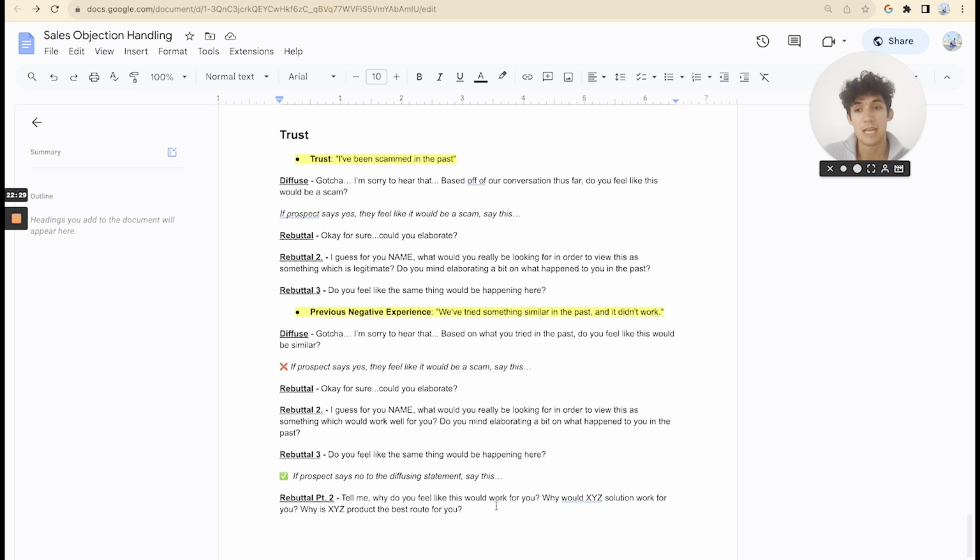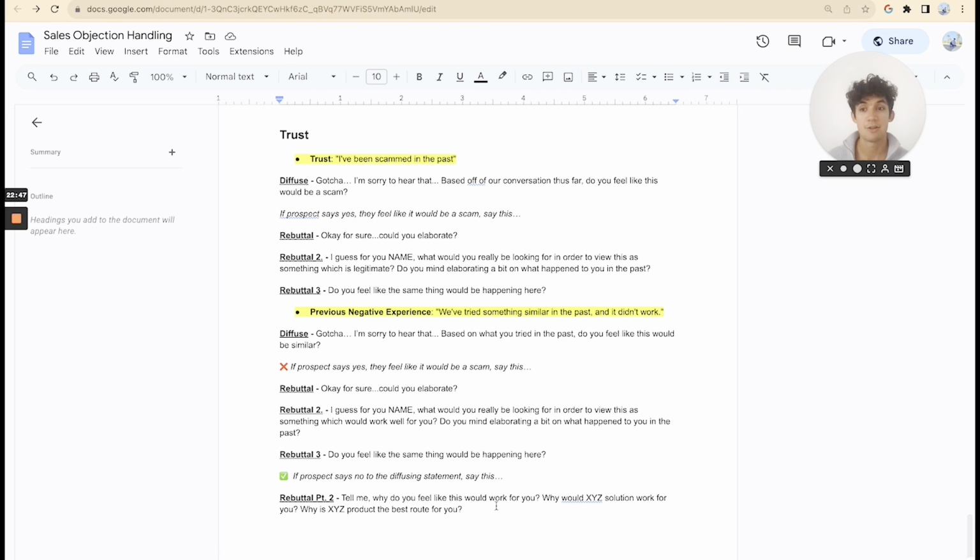So then it's understanding, hey, what actually happened in the past? How can we make sure that this doesn't happen again? And how can we get you towards XYZ goals? Right? Previous negative experience. We've tried something similar in the past and it didn't work. Gotcha, John. I'm sorry to hear that. Based on what you tried in the past, do you feel like this would be a similar experience?